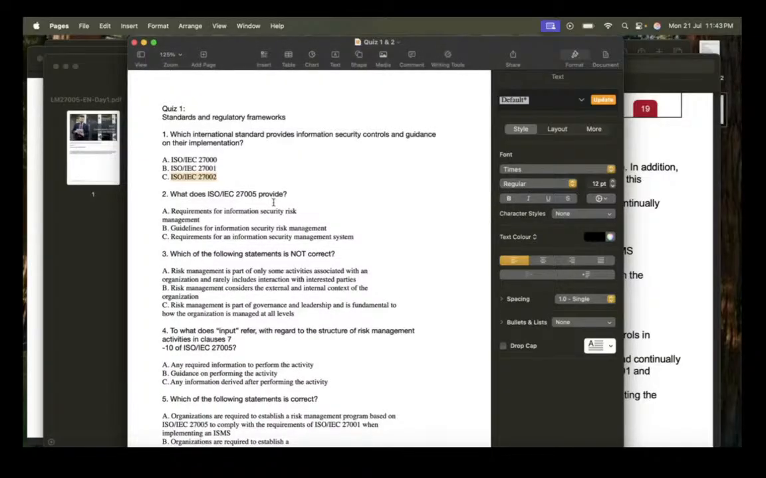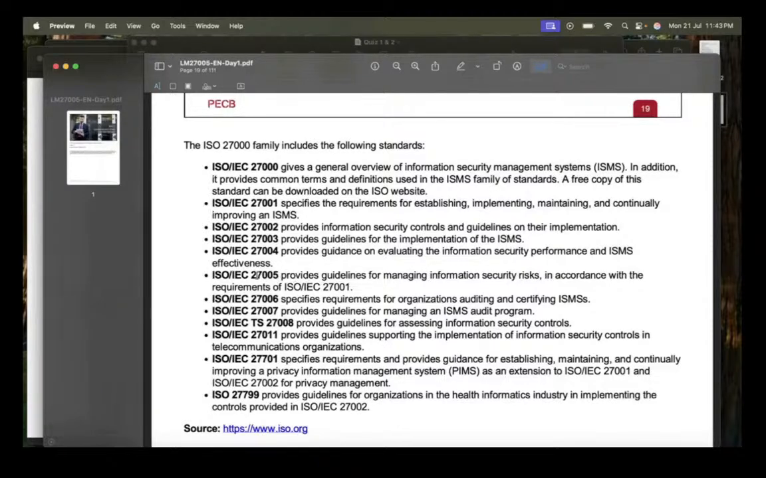The next question is, what does ISO IEC 27,005 provide? So we have discussed 27,005. This is the main ISO that we are going to focus on, as we discussed.